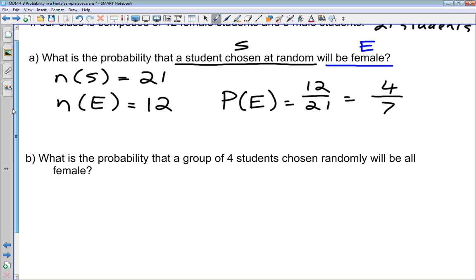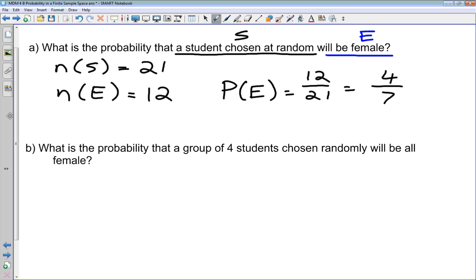Now let's look at a little bit more complicated example here. What is the probability that a group of 4 students chosen randomly will all be female? So let's again think about what our sample space is and what our event space is. Our sample space is all of the possible groups of 4 students. Our event space here is all of the possible groups of 4 students that are all female.